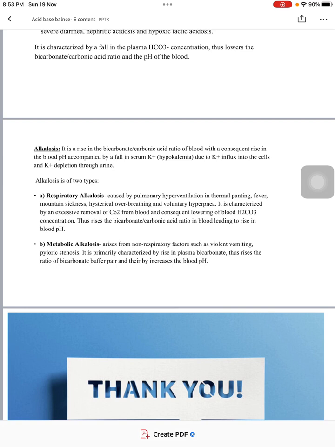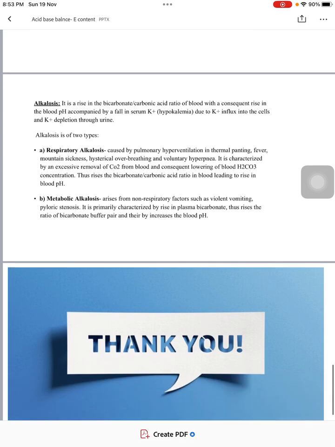Metabolic alkalosis arises from a non-respiratory factor such as violent vomiting or pyloric stenosis. It is primarily characterized by rise in plasma bicarbonate, thus raising the ratio of the bicarbonate buffer pair and thereby increasing the blood pH.